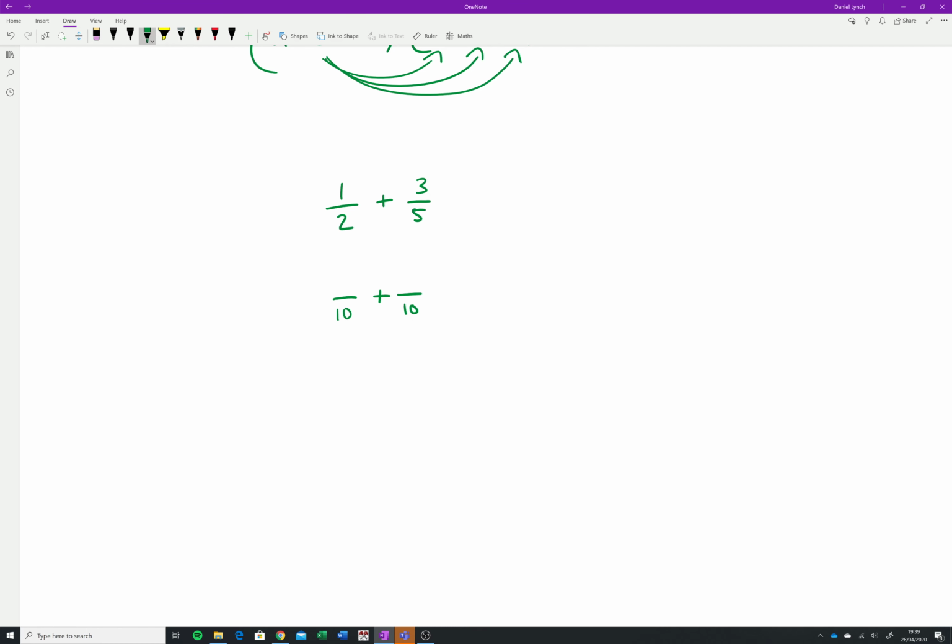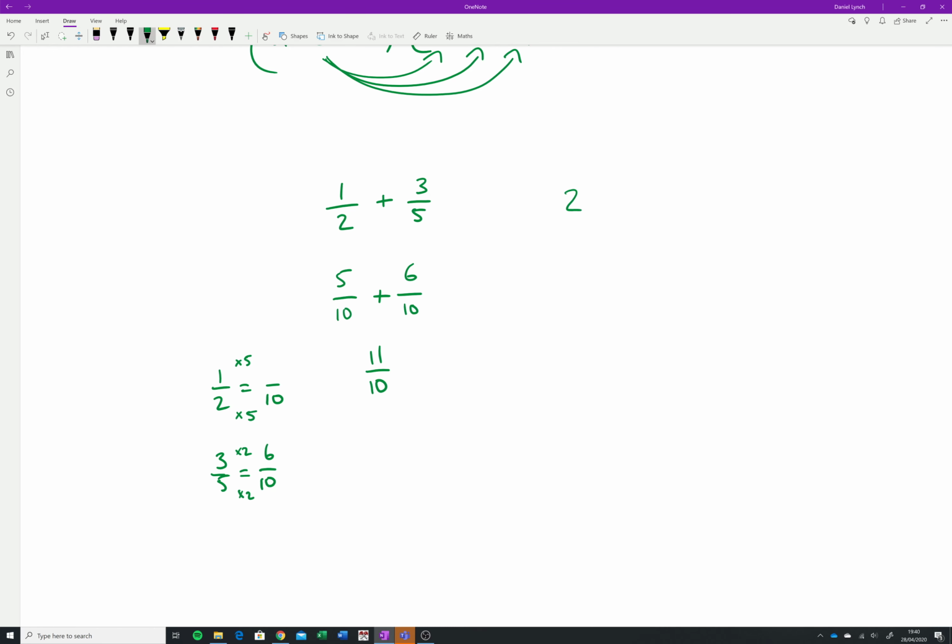Okay, so with a half, in order to make it something over 10, what do I multiply by? Well, by 5, and the top by 5. 5/10. Of course, we would know that anyway, hopefully. 3/5 is something over 10. What am I doing? I'm doing times 2 and times 2. So that's going to be 6/10. So there you go, 11/10. So far, so good, maybe.